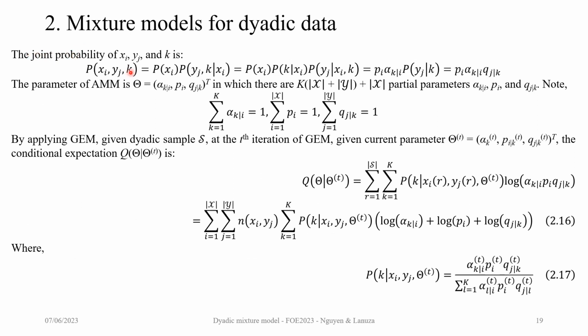The joint probability of si, yj, and k is here. The parameter of AMM is theta, consisting of alpha k given i, pi, qjk, in which there is this number of partial parameters, and note that the sums of them equal 1. By applying EM, given dyadic sample s at the t-th iteration of EM, given current parameter theta t, the conditional expectation Q is specified by equation 2.16, and the conditional probability is specified by equation 2.17.